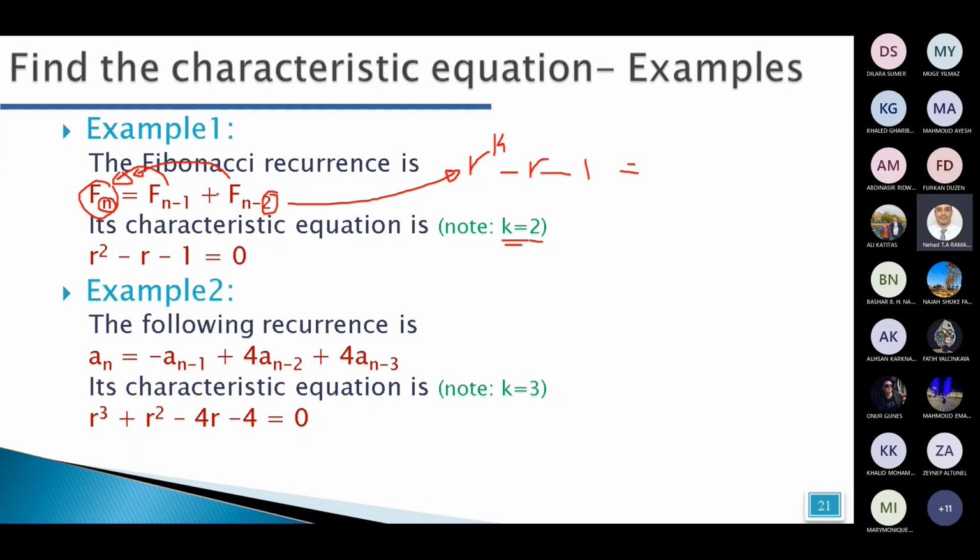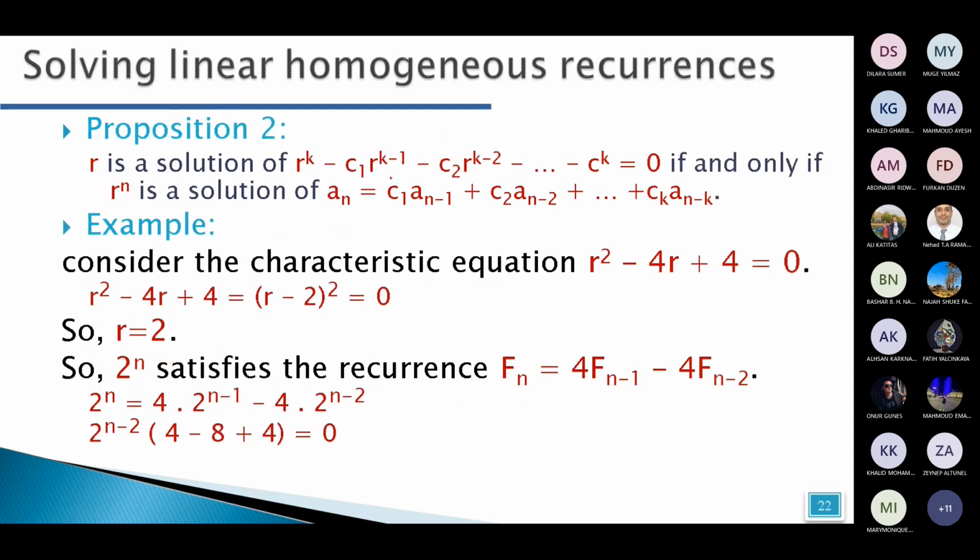Equal to what remains after we send this one and this one to the other side, which is 0. So this is the characteristic equation. Sorry, power k is 2, so it's power 2. So r power 2 minus r minus 1 equals 0. This is the characteristic equation for this Fibonacci recurrence relation.